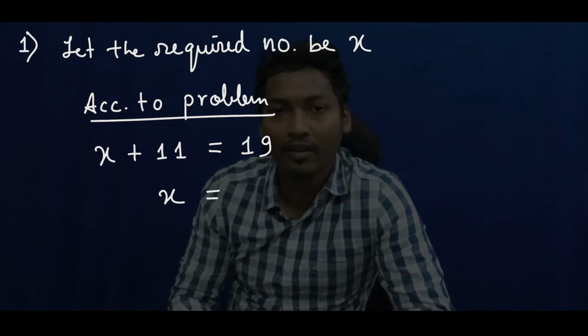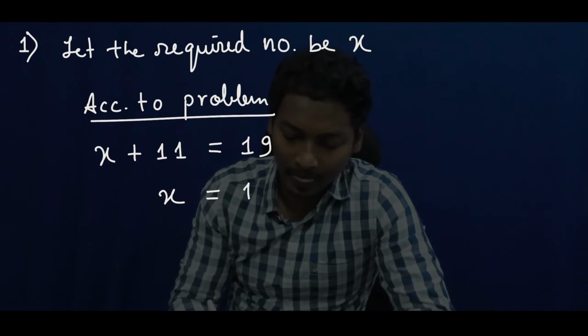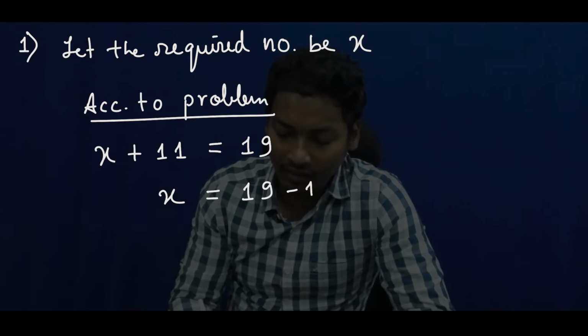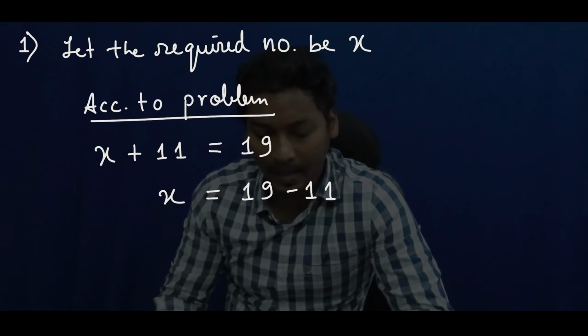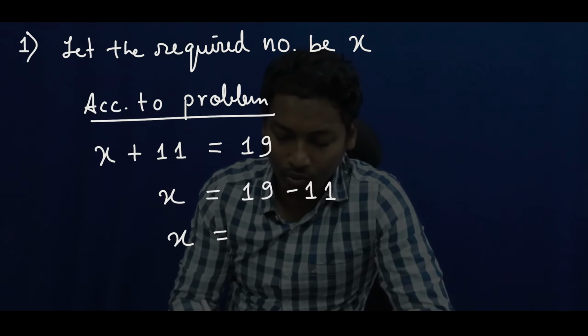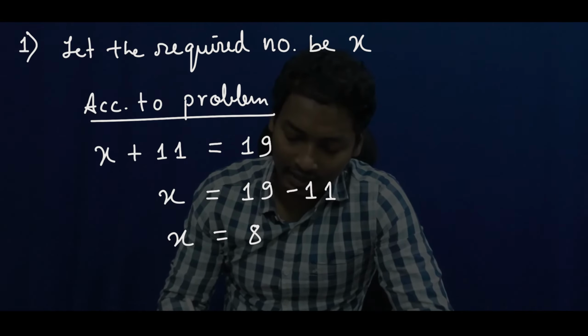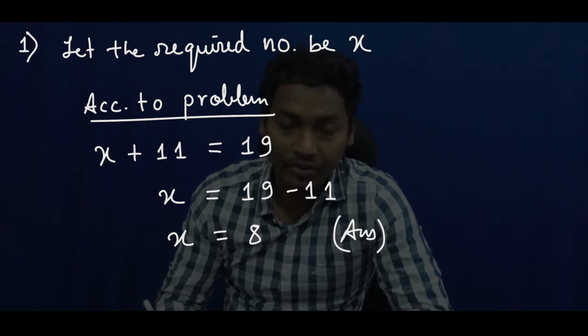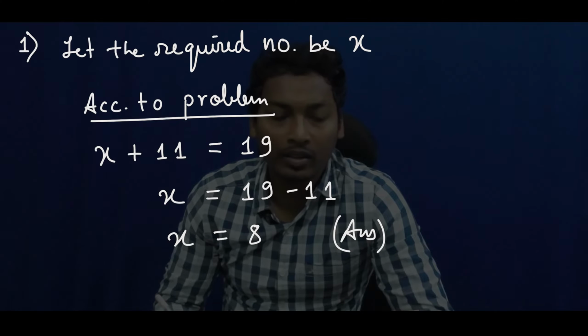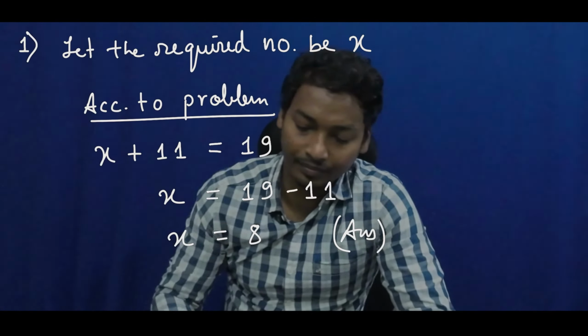Let's transpose 11 on the other side. So positive 11, we can write it as negative 11 on the other side, and x will be equal to 8. So that required number is 8, and this will be your answer. Clear? Let's take the next question.